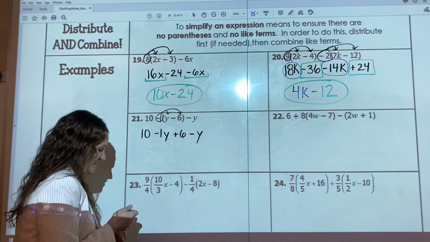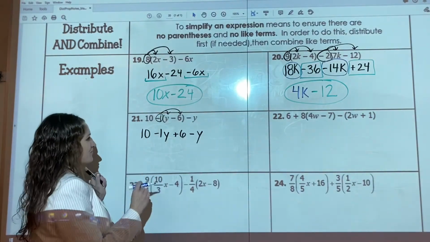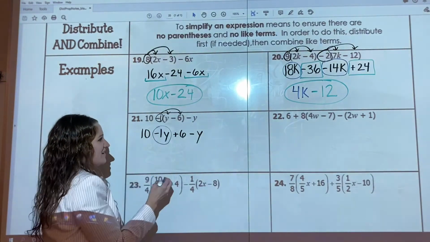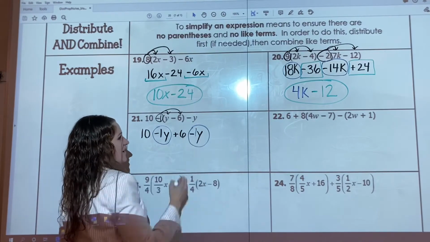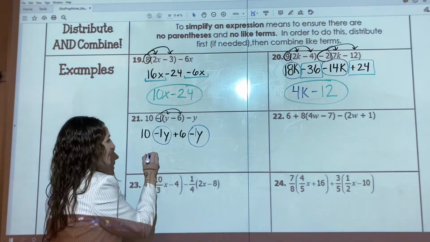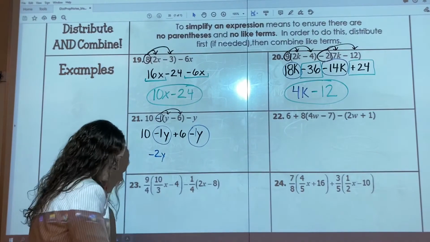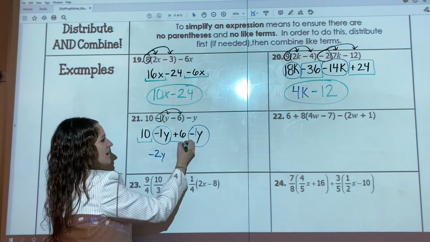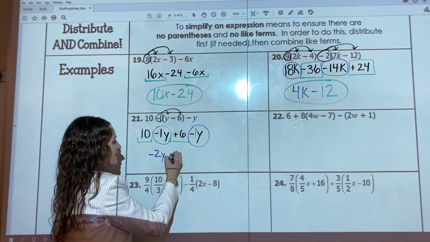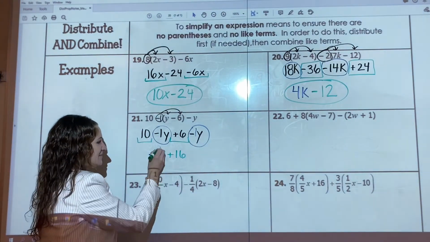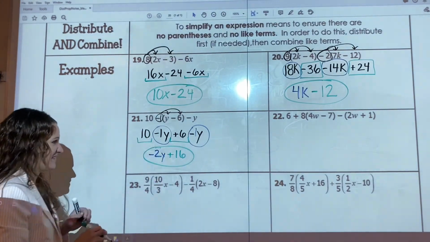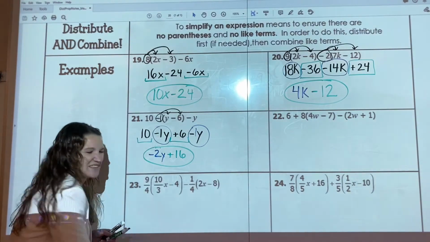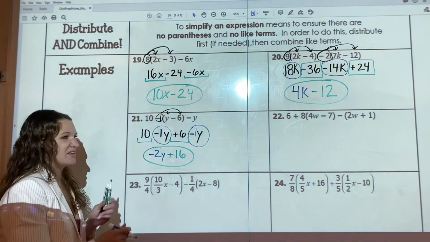We do have two sets of like terms. We have -1y here. We have another -1y here. Together they give me -2y. We also have a positive 10 and a positive 6, which together give me a positive 16. Hopefully it's starting to make some sense, but let's continue.